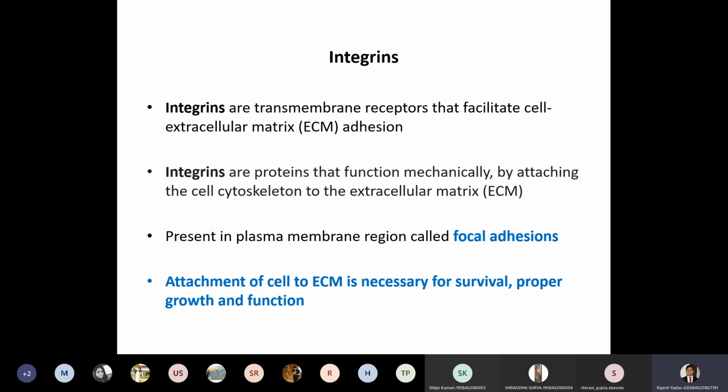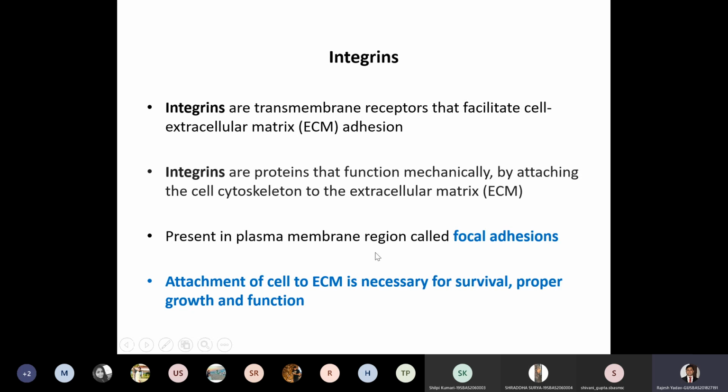So now the question occurs: what is the need of the attachment? If the integrin is not present, then what will happen? We will study about this. In the absence of integrin, the cell will not survive, or cell death occurs.